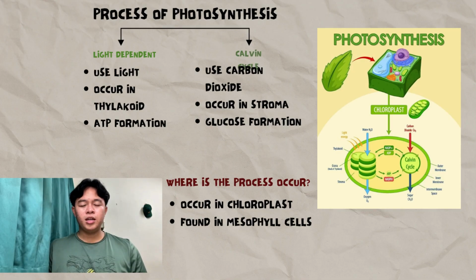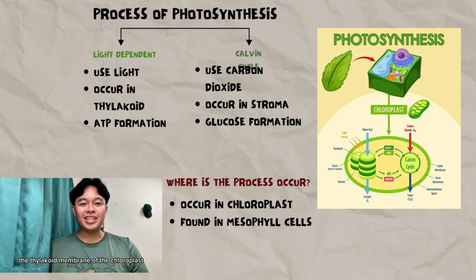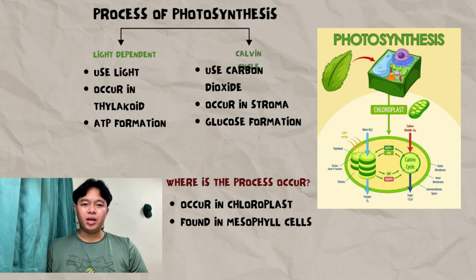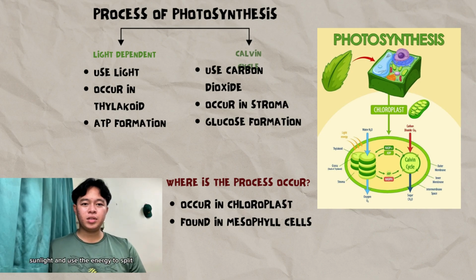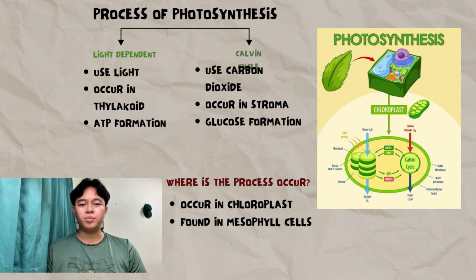In this photosynthesis process, it divides into two main stages, and the first one is the light dependent reaction, which occurs in the thylakoid membrane of the chloroplast. After that, chlorophyll captures sunlight and uses the energy to split the water molecules, releasing oxygen and producing energy-rich molecules.